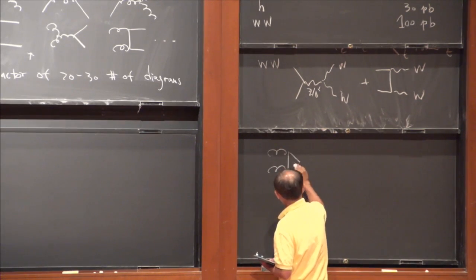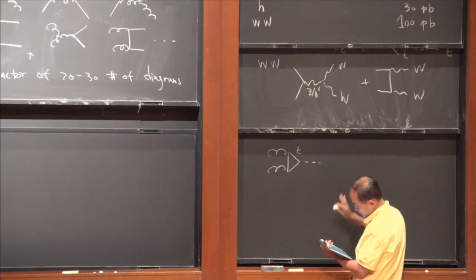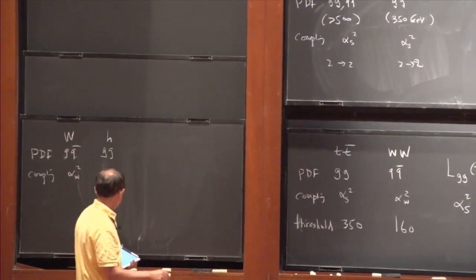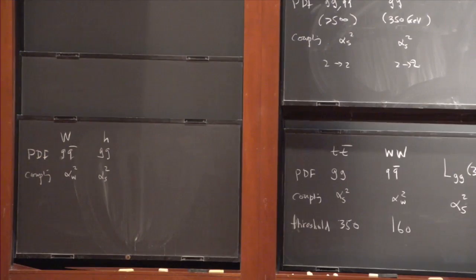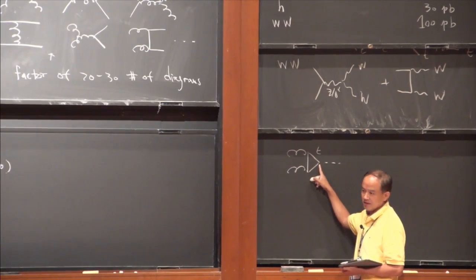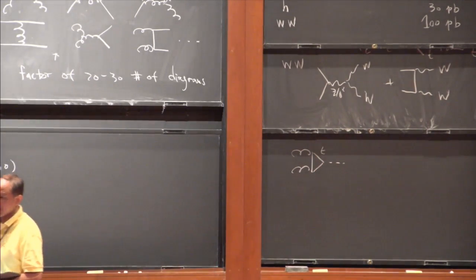So Higgs production is something like this, through a top quark loop, supported by glue. And the coupling: W is alpha weak squared, Higgs is alpha S squared, or g_s squared if you want. I just care about the relative amplitude, that's why it doesn't matter whether I use alpha or g. There are two strong couplings here. There's a top Yukawa, but that is order one, so I'm ignoring it. So this is alpha S squared, but there's also a loop factor.